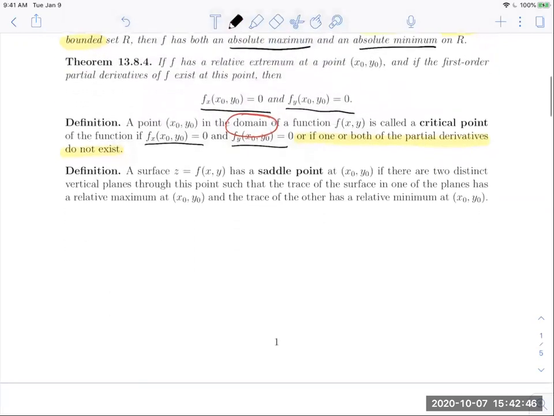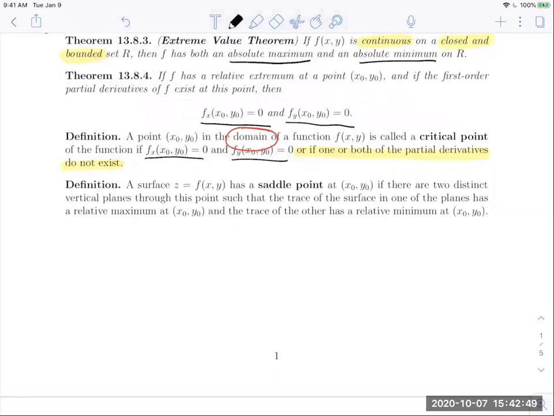At the bottom of page 1 here, we want to talk about a saddle point. All right, what is a saddle point?